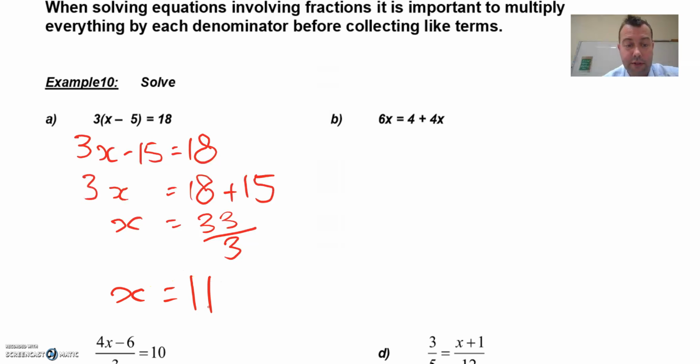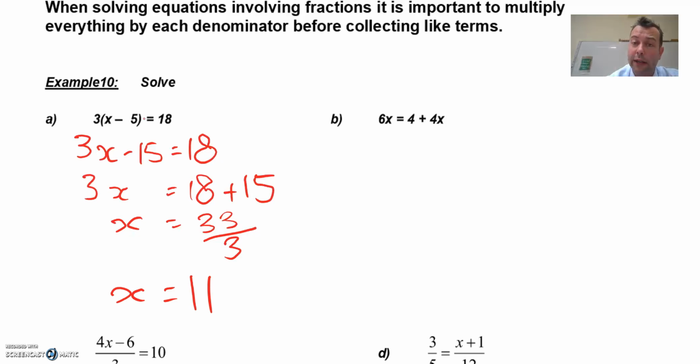x equals 11. Magic. Now I can check that that's the correct answer, not by doing it again, but I can substitute back in. I don't expect you to do this every time, but it's a good way to check. If x equals 11, 11 minus 5 would be 6. 3 lots of 6 are 18. That confirms that we've got the right answer.